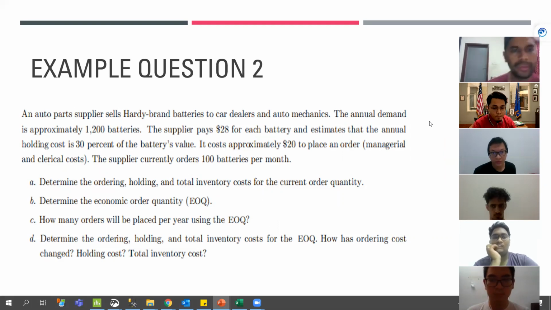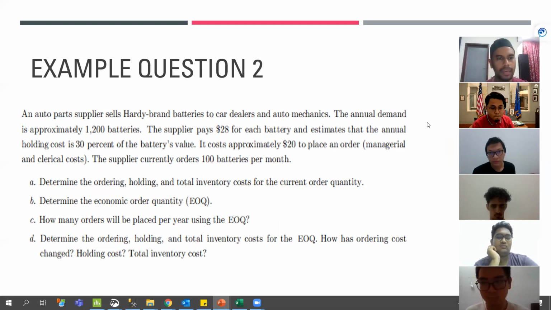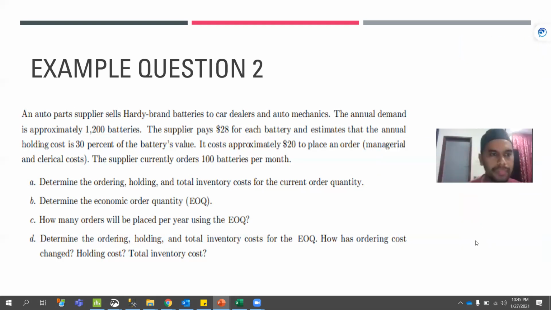I'm continuing with example number 2. I am Muhammad Farid bin Muhammad Kabid, GS 58200. An auto part supplier sells Hardy brand batteries to car dealers and auto mechanics. The annual demand is approximately 1,200 batteries. The supplier pays 28 ringgit for each battery and estimates that the annual holding cost is 30% of the battery's value. It costs approximately 20 ringgit to place an order, for managerial and clerical costs. The supplier currently orders 100 batteries per month.